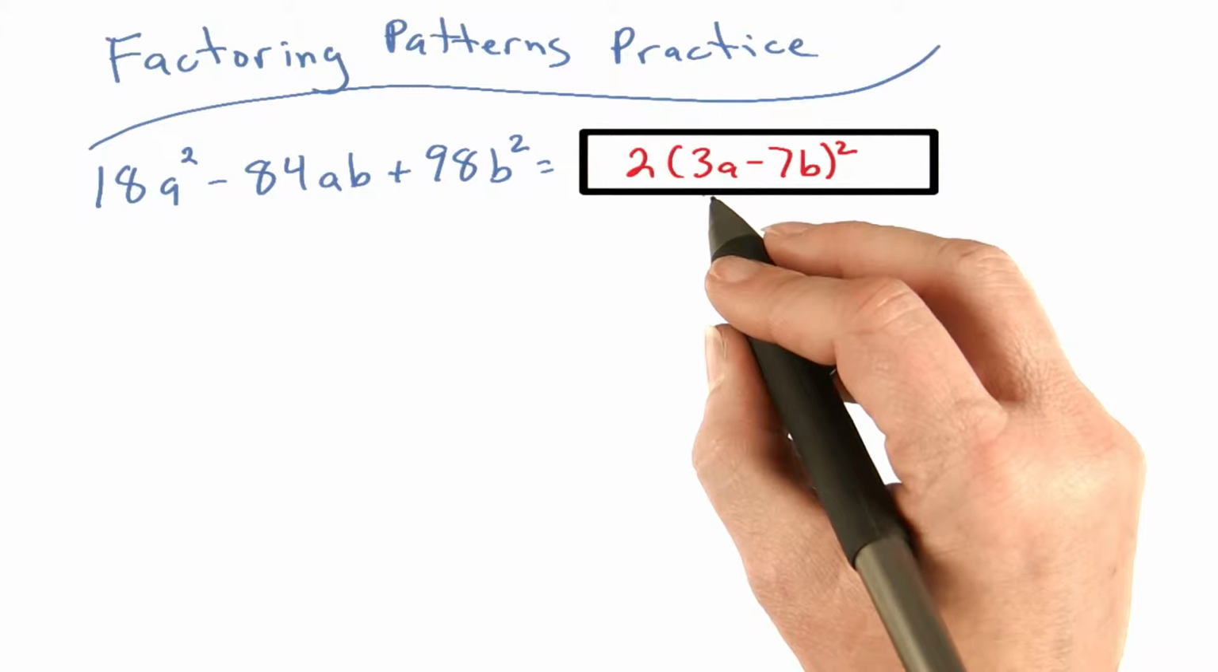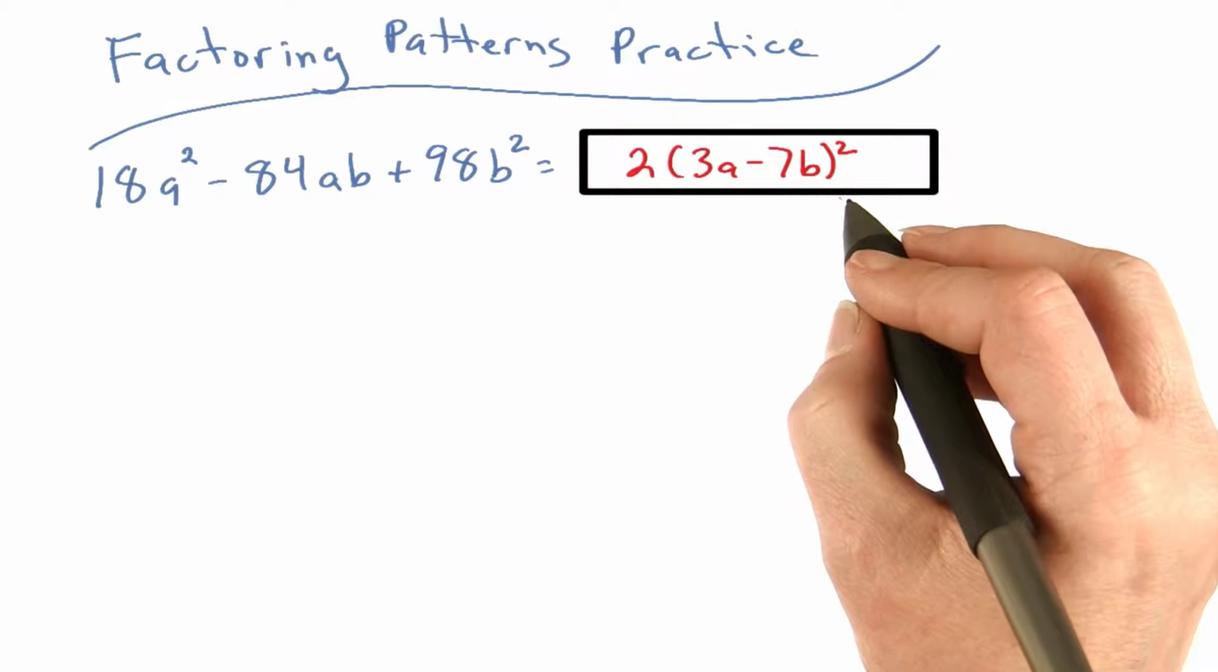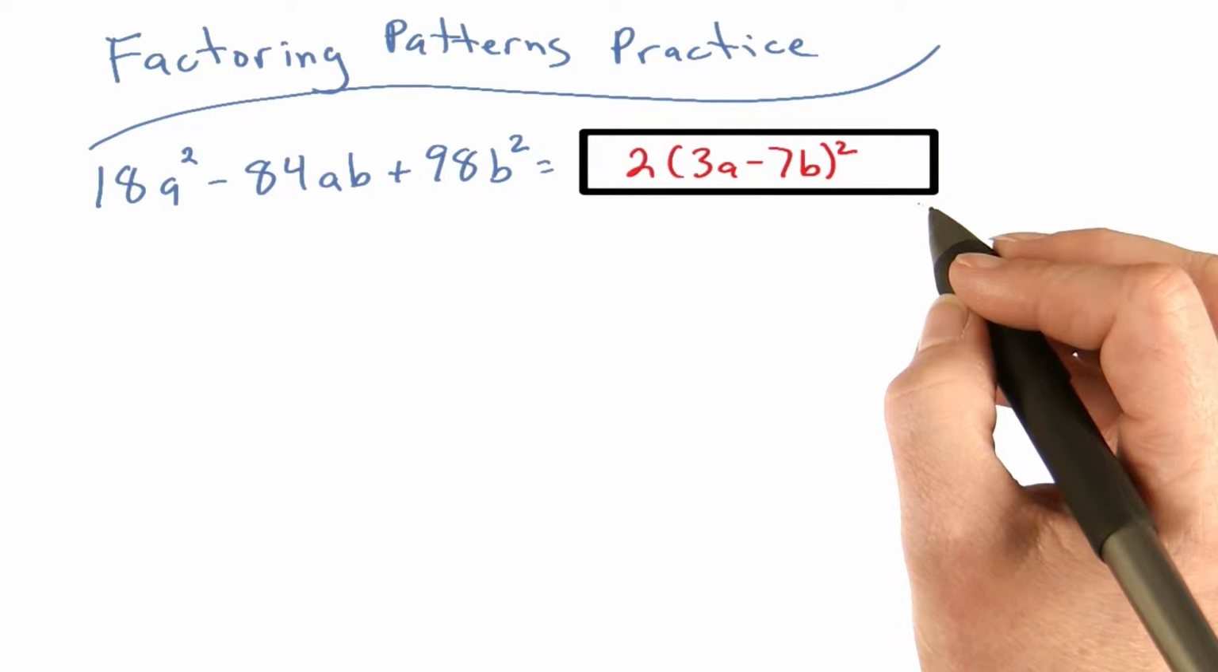The answer is 2 times (3a minus 7b) squared. This was an example of a perfect square practice problem. Did you get the right answer? Congratulations if you did. Let's see how we got that answer.